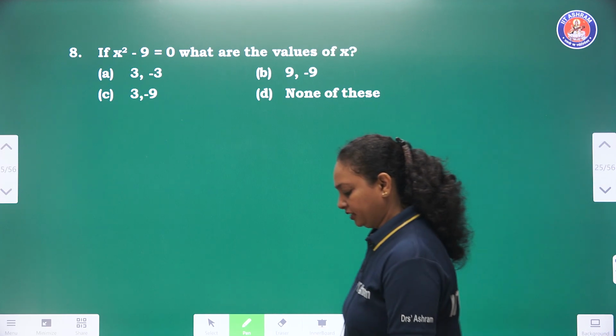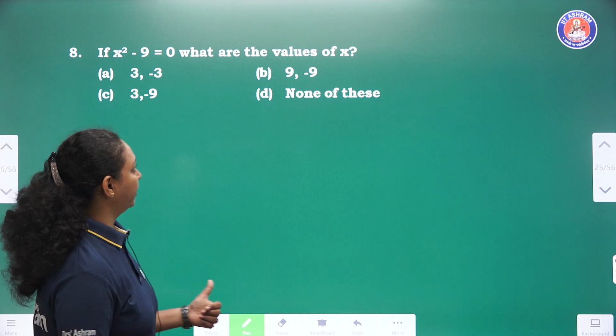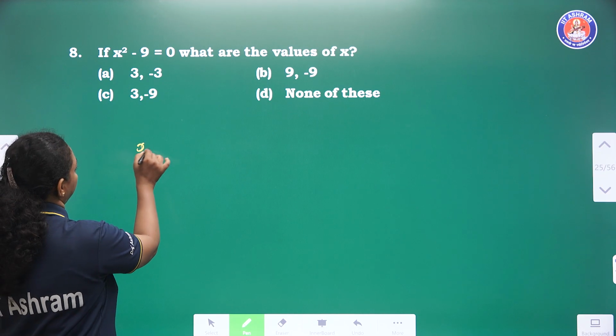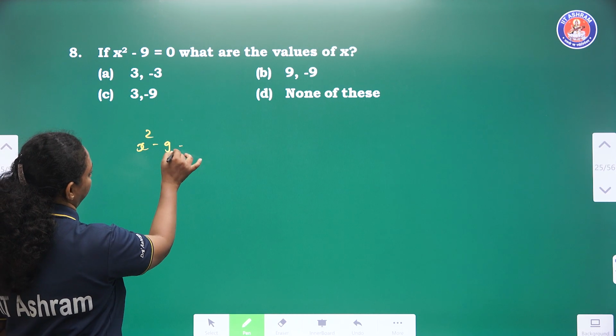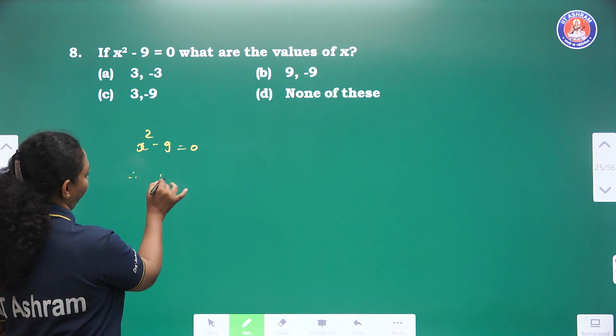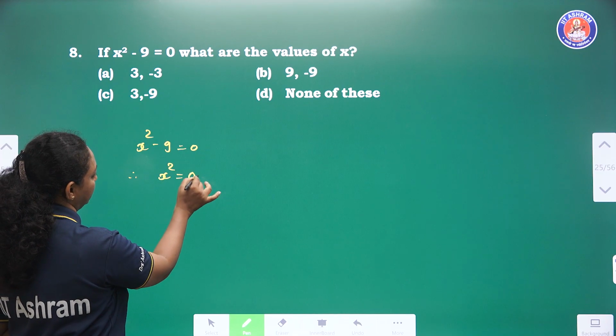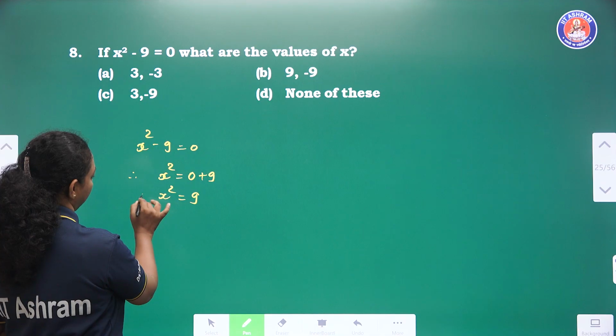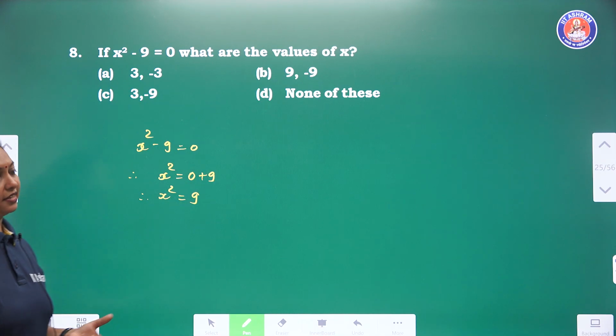If x square minus 9 is equal to 0, then find what should be the value of x. It's too easy. x square minus 9 is equal to 0. Therefore, x square is equal to 0 plus 9. 0 plus 9 is 9. Mistake क्या हो सकती है?